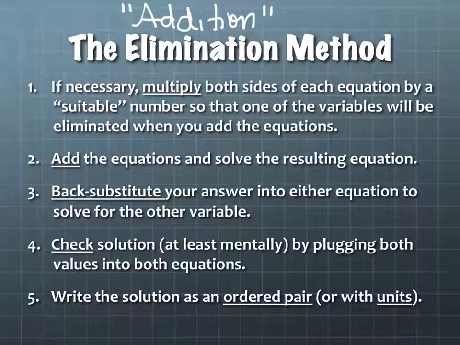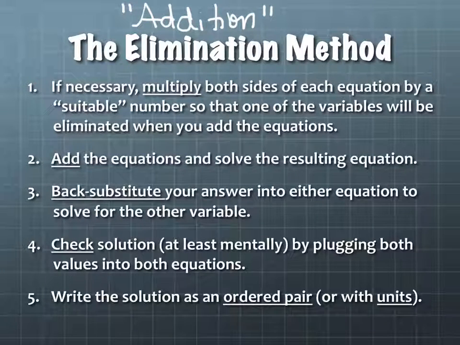The second step is to, in fact, add the equations together so it eliminates one of those variables. Solve the remaining equation. And then steps 3, 4, 5 are exactly like steps 4, 5, 6 were on the other one. You back substitute your answer into either of the equations to solve for the other variable. You check your solution, at least mentally, by making sure that it works. And then you write the solution as either an ordered pair or quantity with units.